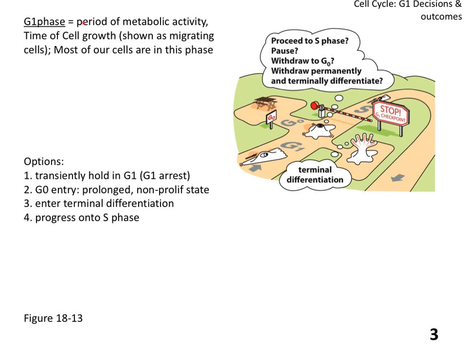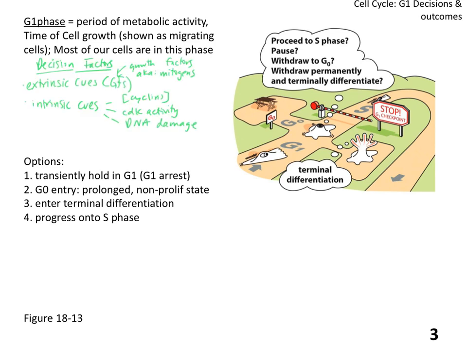So as a reminder, G1 is a period of metabolic activity. It's also a time of cell growth. And as we see here, the cell that's in G1 is actually migrating. We can see the leading edge, and we can see lamellipodia here. Most of our cells are in the G1 phase. Remember, that's the longest phase of the cell cycle, and that is a really common cell cycle point for cells to be in.